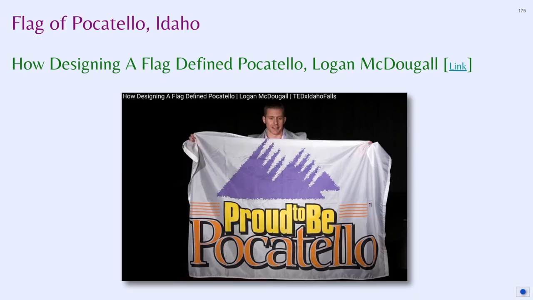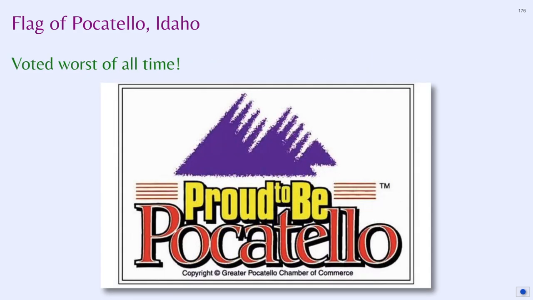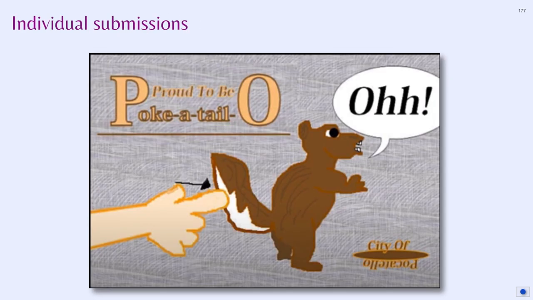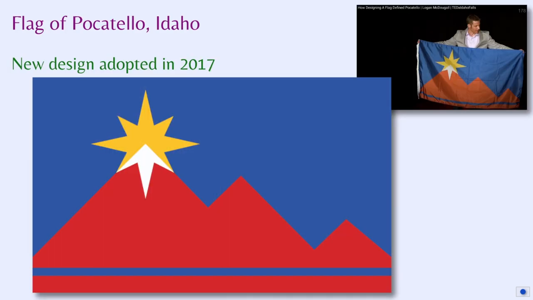Another US city flag, which has its own TED talk, is the flag of Pocatello, Idaho. In fact, it's been voted the worst of all time. It had not only a trademark symbol, but also the copyright details at the bottom. What they did was take individual submissions, such as this one, and then they chose one of those. This is the final design chosen in 2017, which our friend Logan, who did the TED talk over here, is a big fan of.